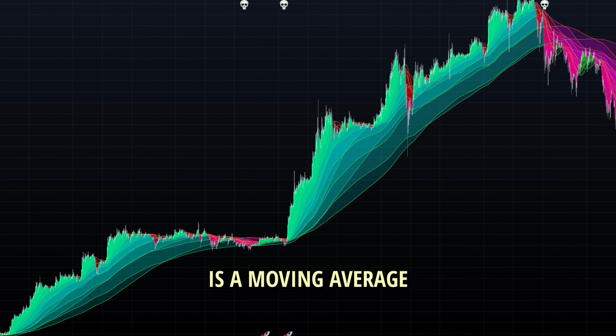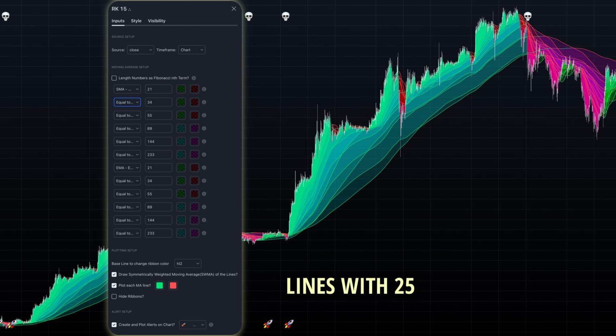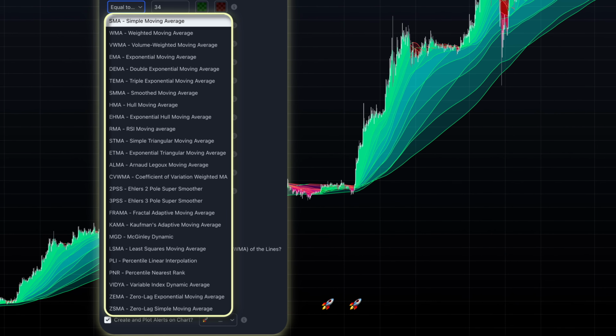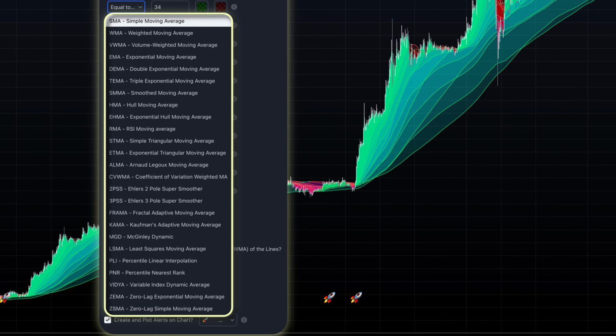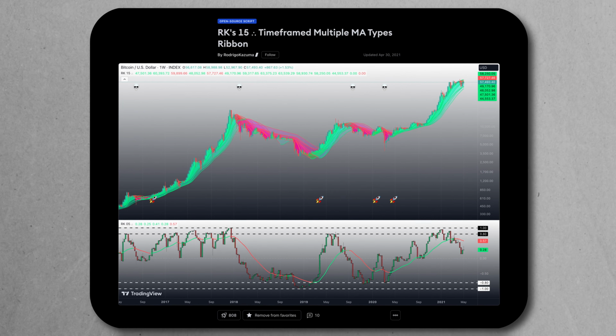The next indicator is a moving average ribbon system that supports up to 12 moving average lines, with 25 customizable types, lengths, and colors. Some of these variations are so unique, even I hadn't heard of them. Called RK's 15 time-framed multiple MA types.